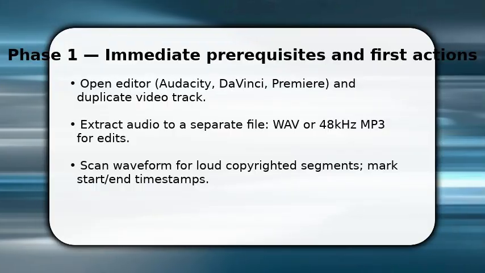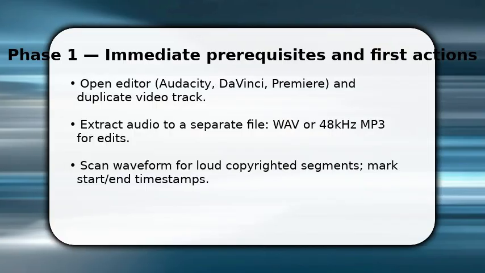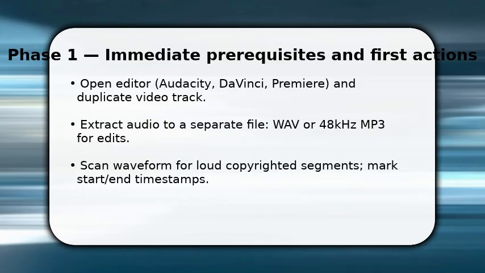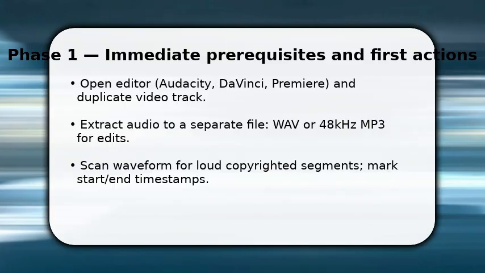You start by isolating what you will change. Open your editor, duplicate the video, and extract the audio track into a separate file. This prevents accidental loss. Once done, scan the waveform to find the copyrighted clip, mark exact start and end times so edits are precise. Make a short safety backup labeled ORIG audio. This lets you revert if needed and establishes a clean workspace for removing or replacing the problematic audio.